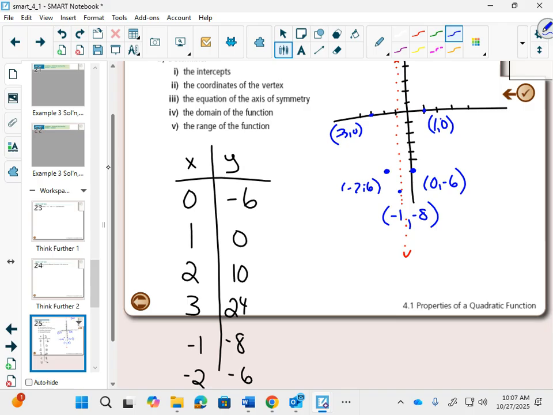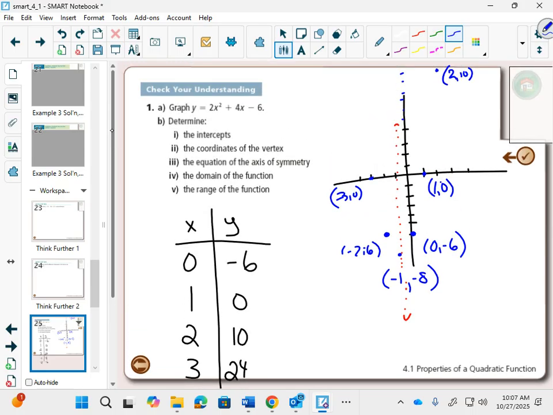By symmetry, this is 2 away. By symmetry, that would have to be 2 away. I can move up here. And instead of 2 comma 10, which is 1, 2, 3 away from here, 1, 2, 3 away from here, I'm going to have -4 comma 10. And I can draw my U-shaped parabola through those points. And that's a very accurate graph.